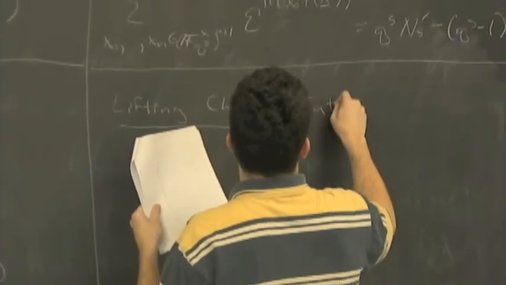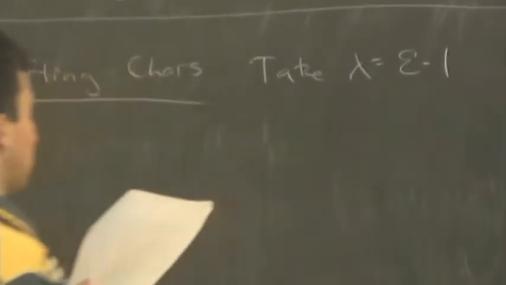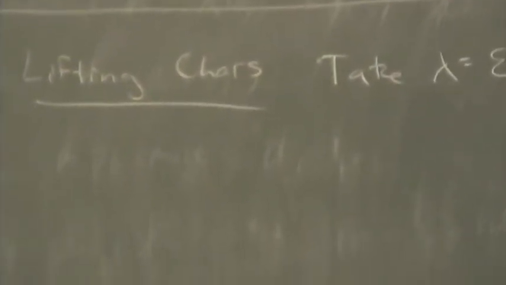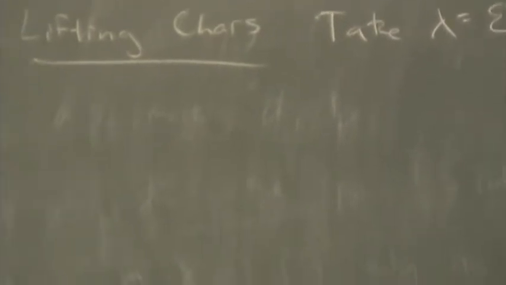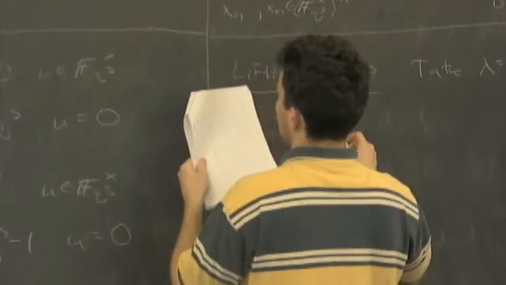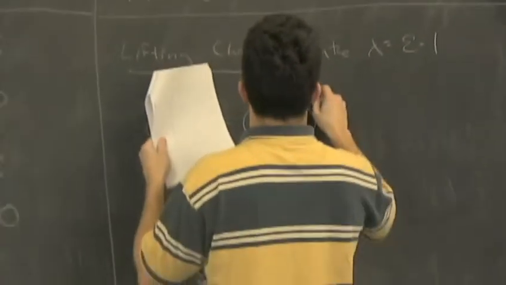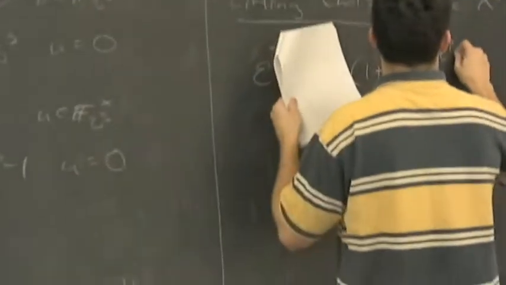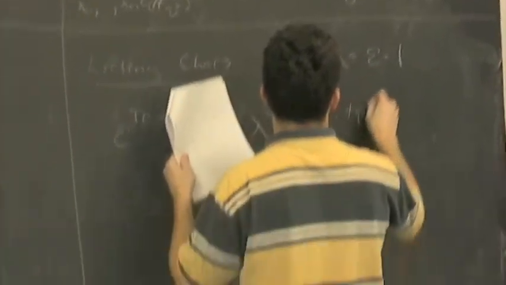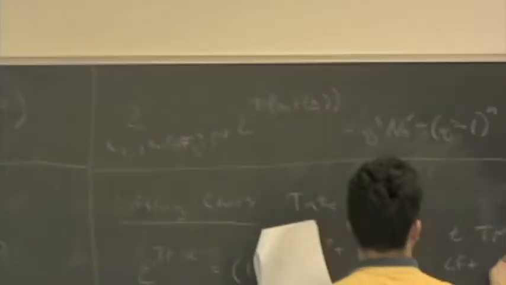All right, I'm going to just define lambda to be epsilon minus 1, which I'm just going to do for convenience of not having to write down epsilon minus 1. We want something that looks like epsilon to the trace of A is equal to 1 plus lambda t plus t to the p plus and so on, up to t to the p to the s minus 1, where t is my Teichmüller lift of A.